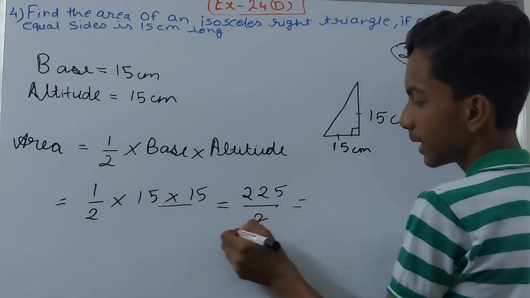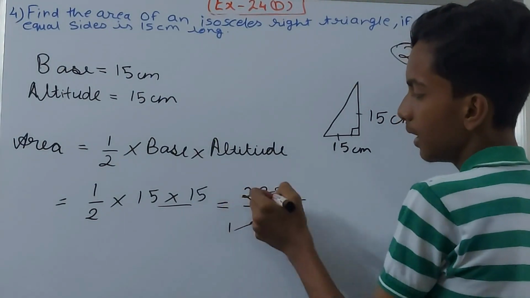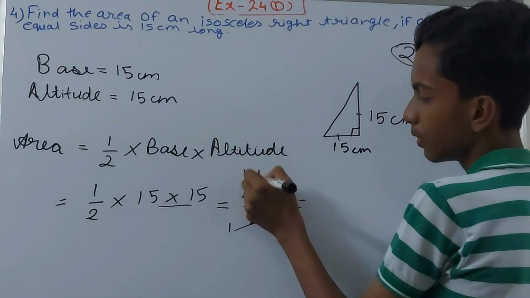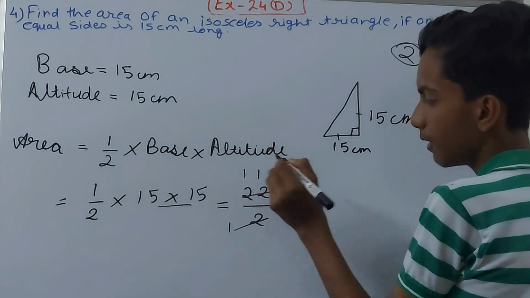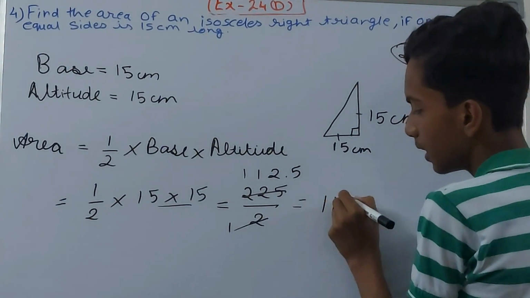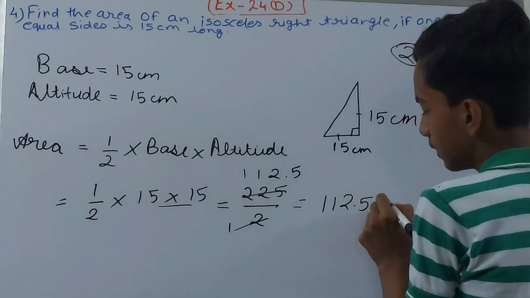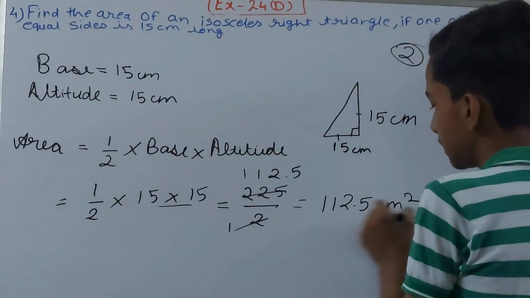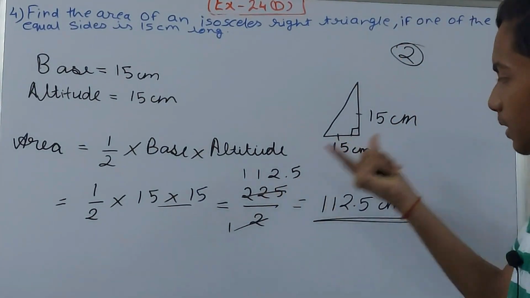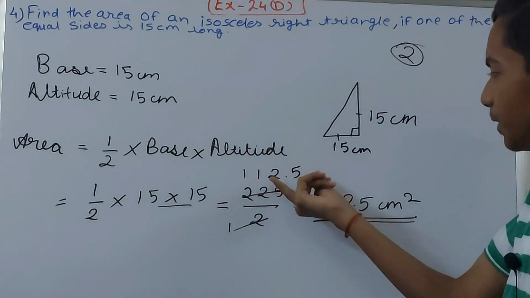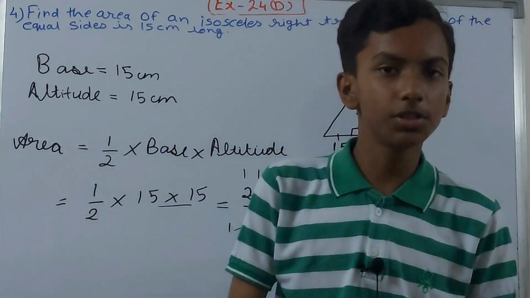225 upon 2 will give us what? 2 goes into 22 eleven times, then 5, we take 4 from this, 2 times, and 0.5 again. So 112.5 square centimeters. This becomes the area of the triangle. You can do this division in the rough column by yourself, and that will give you the same thing.